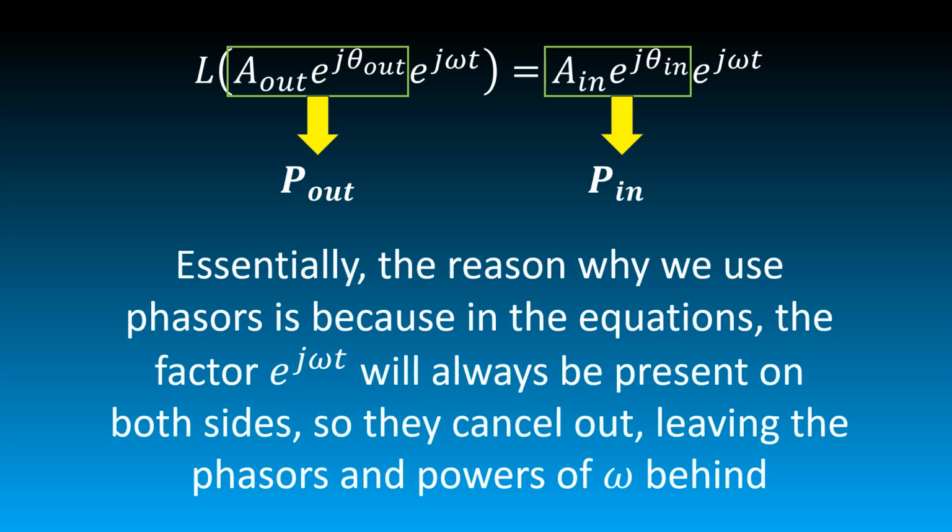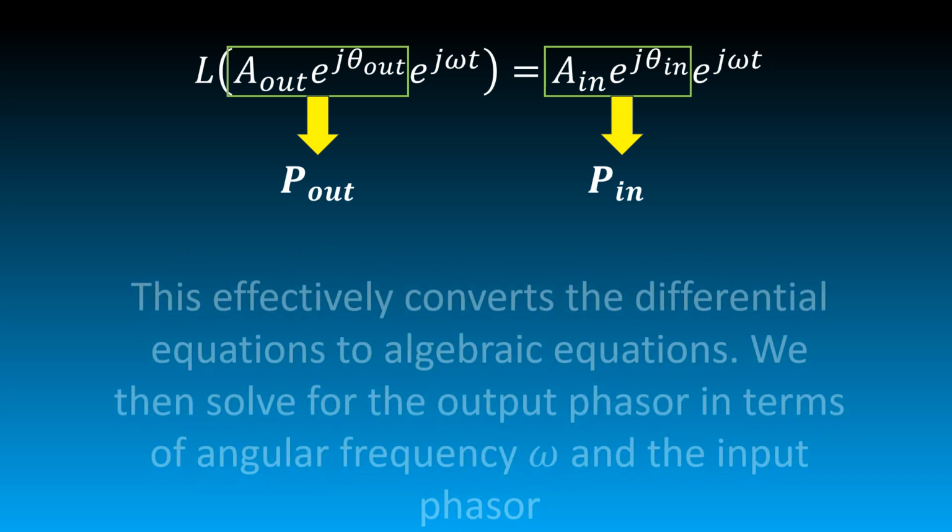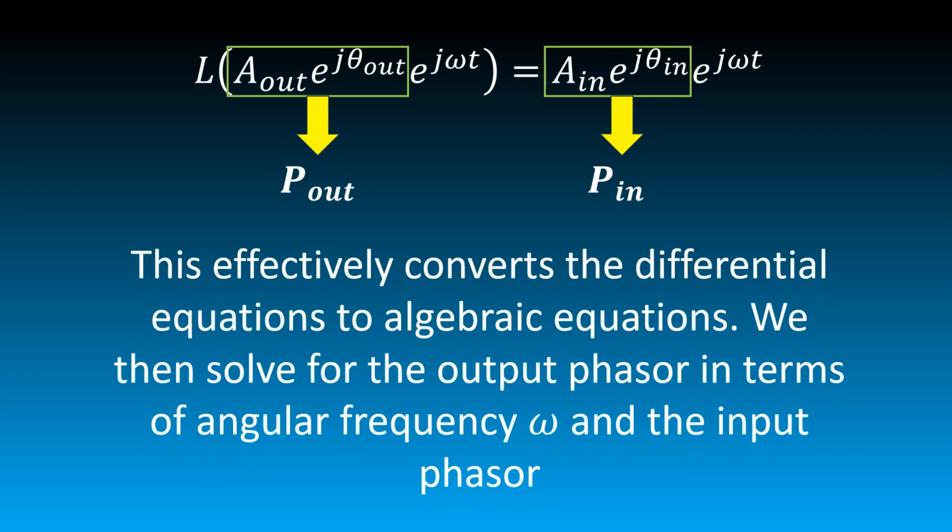Essentially, the reason why we use phasors is because in the equations, the factor e to the j omega t will always be present on both sides. So they cancel out, leaving the phasors and powers of omega behind. And you'll have a transfer function as a function of omega multiplied by the phasor input to get the phasor output once you rearrange the equation. This effectively converts the differential equations to algebraic equations.